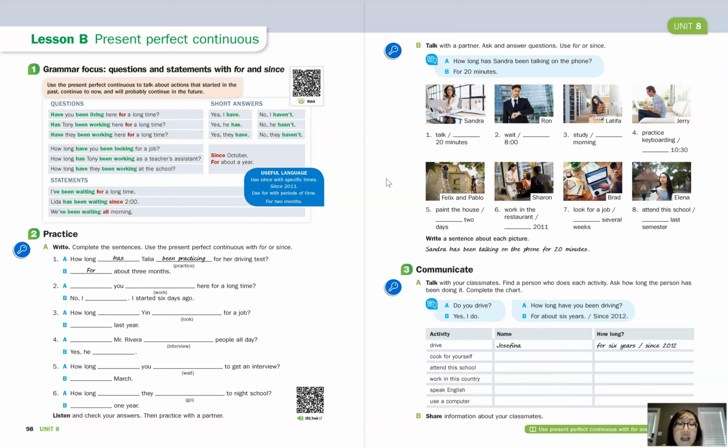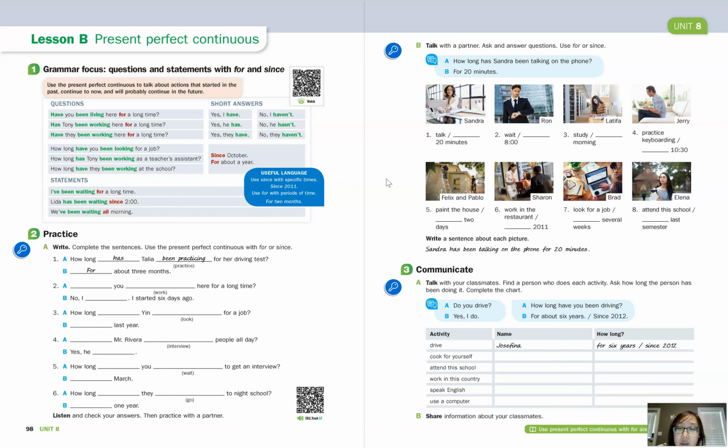We can say she has been working there since 2011. When we answer questions, we often use pronouns or adverbs instead of saying the subject and the nouns again and again. It's more natural to say she's been working there since 2011.